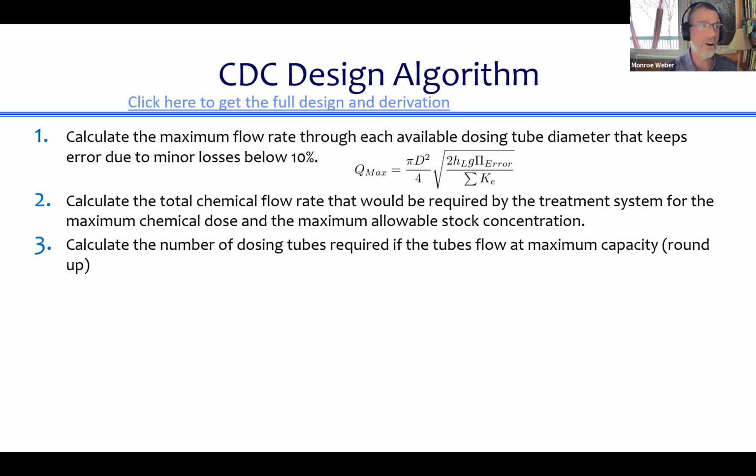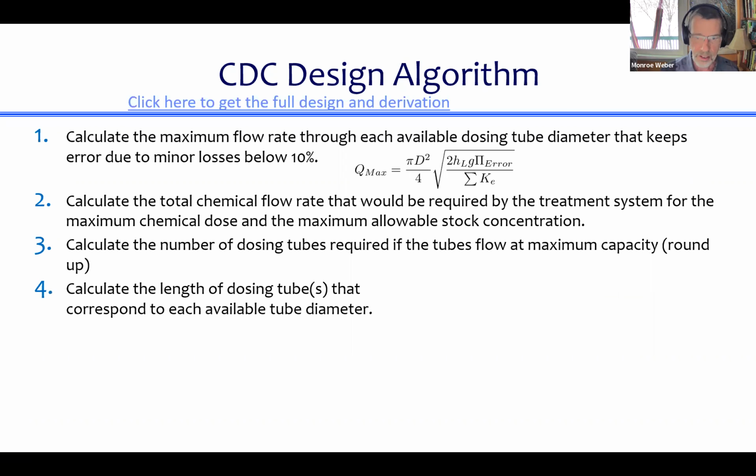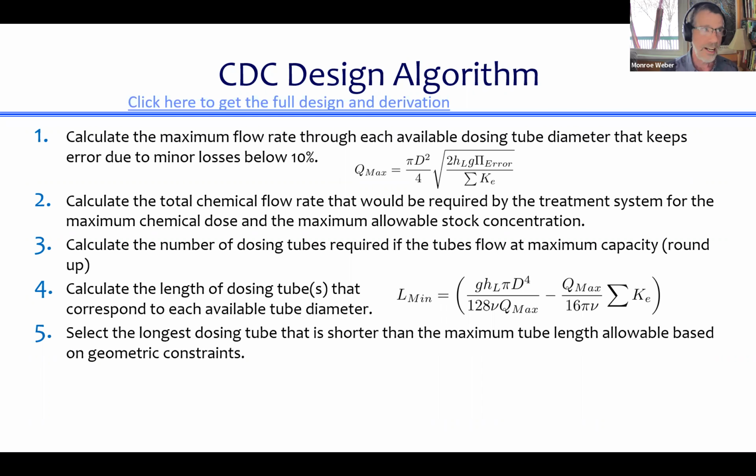And you could do that for all the different sizes of tubes that you have available. And so you get the number of dosing tubes that you would need for all the different sizes. You calculate the length of the dosing tubes using that long equation. And you could do that for each different size of tubing. And then you could say, okay, let's put some reality check in here, and you would select the longest dosing tube that is shorter than the maximum tube length that you can fit into your plant.